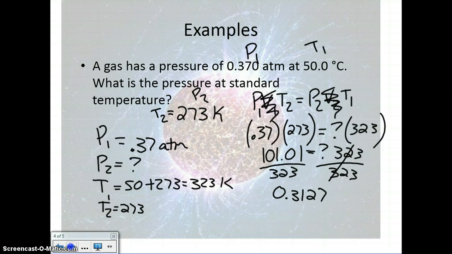Okay, and then we got to go back in sig figs. So we got 3 sig figs, 3 sig figs, and that's it, right? That's the only numbers we were given. So we got to have 3 sig figs. There's our first 3. Does the 7 make the 2 round up or stay the same? Round up to 0.313, and our unit is atmospheres, right? We found pressure.